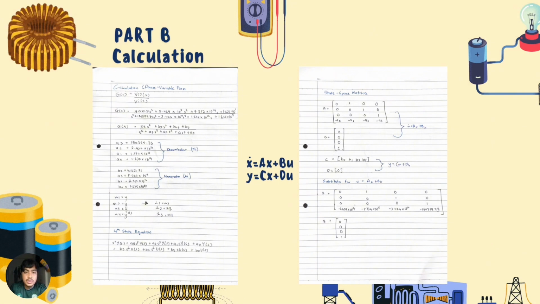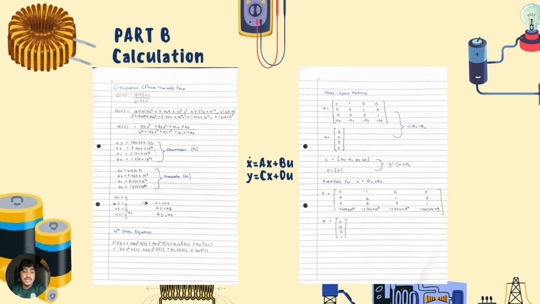And then we do the cross multiply. By the cross multiplying, we need to convert it into the time domain, which is y to the power of 4 plus a3 y to the power of 3 plus a2 y double dot plus a1 y dot plus a0 y is equal to b3 u to the power of 3 plus b2 u double dot plus b1 u dot plus b0 u.